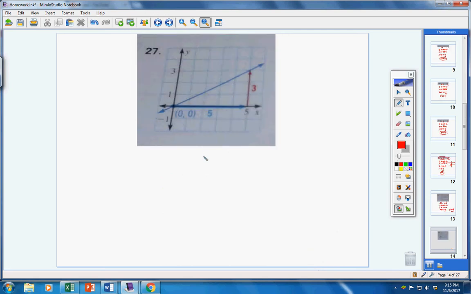Number 27. They give me a point right here, students. 0, 0. Okay? And the slope would be, from left to right, it's going upward. So it's positive. My rise is 3. My run is 5. So my slope is 3/5. So let's write a linear equation that passes through this point and has this slope here. Okay? So here we go.